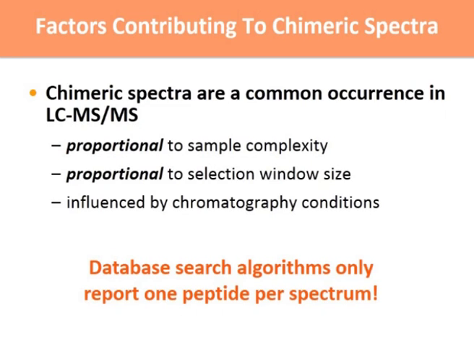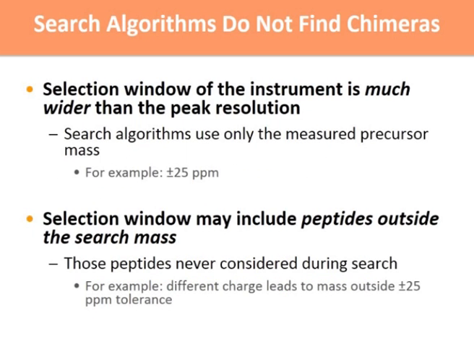By default, the vast majority of database search algorithms are designed to only report one peptide for each spectrum. They're not really designed to find two or three. There's probably a couple of search algorithms out there that try to do this, but pretty much all the standard ones in general only look for one peptide. And these are some of the reasons why. The search algorithms do not find chimeras because the selection window of the instrument is much wider than the peak resolution.